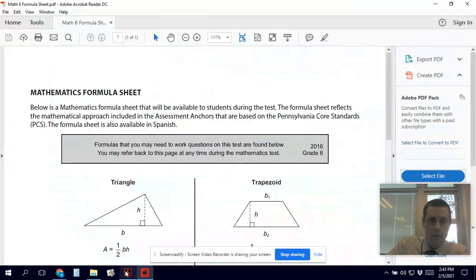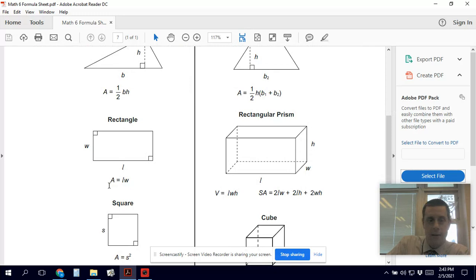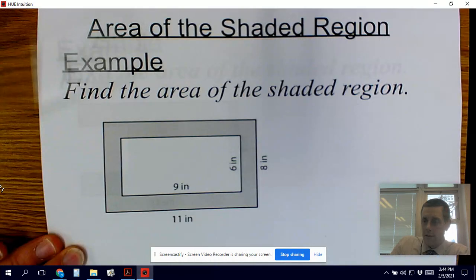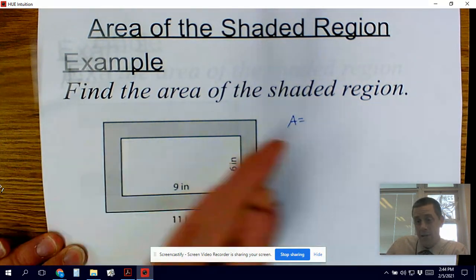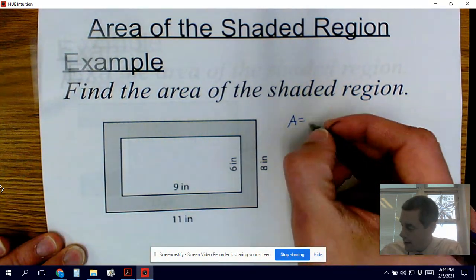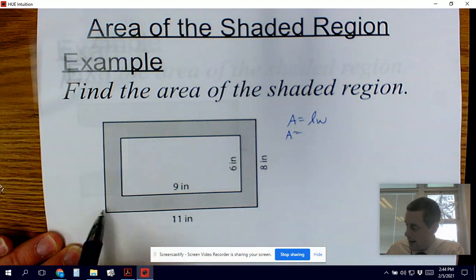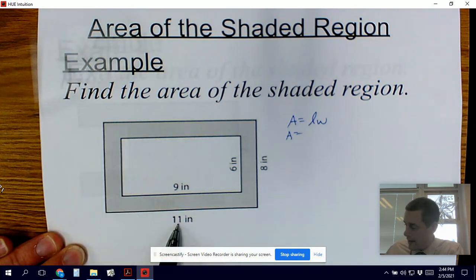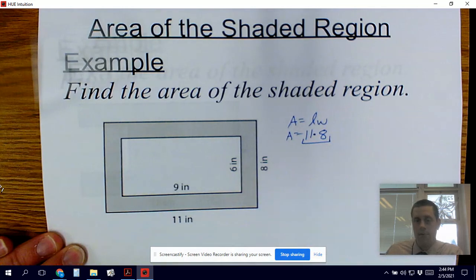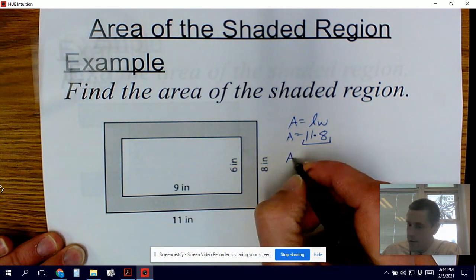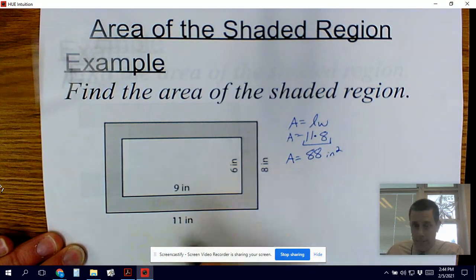If you need to, pull out your formula sheet. For a rectangle, the formula we should use is area equals length times width. So let's calculate the area as if this polygon was completely filled in. Area equals length times width. For the entire big rectangle, the length is 11 and the width is 8. I'm going to perform my calculation, 11 times 8, to get an area of 88 square inches.